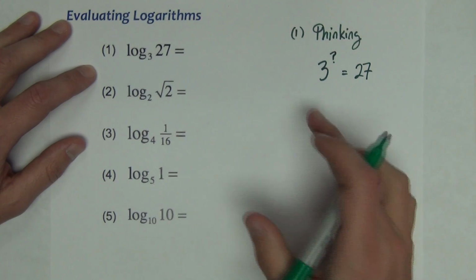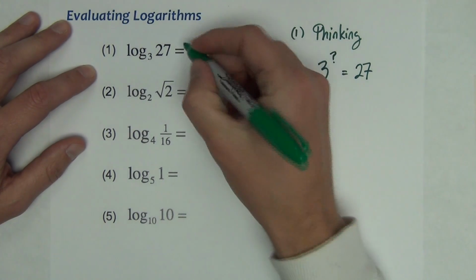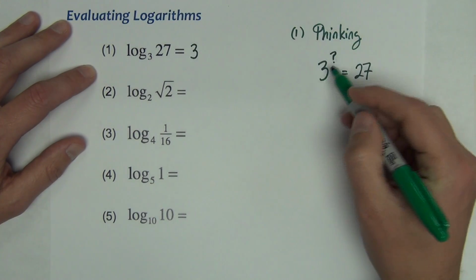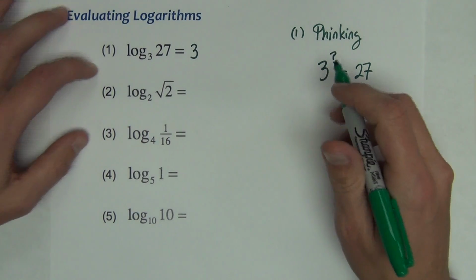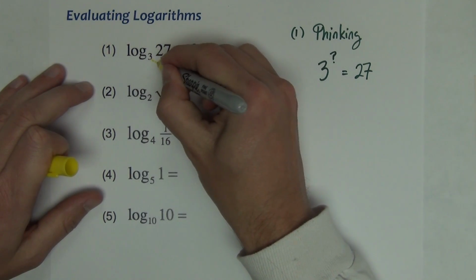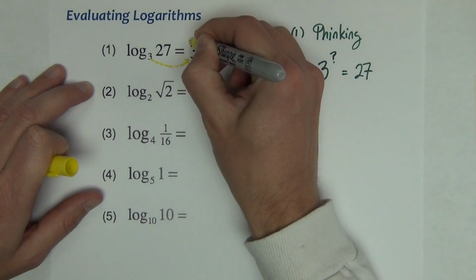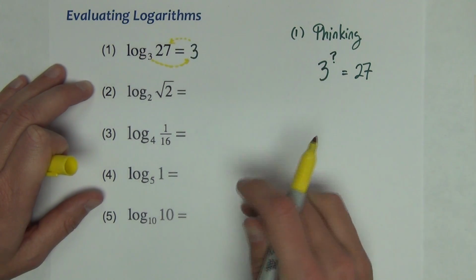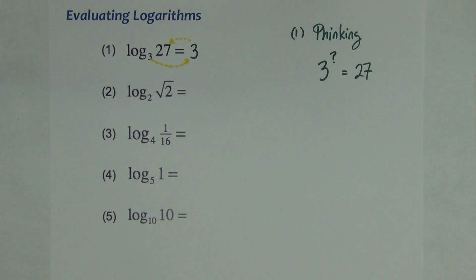Oftentimes this can be mental math. 3 raised to what is 27? 3 cubed is 27. So again, I always go back to just thinking of logarithms as exponents. 3 raised to this number is equal to this number right here.